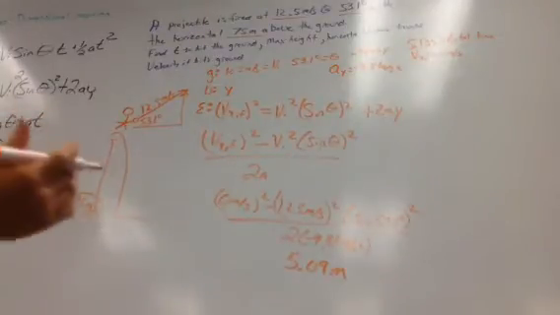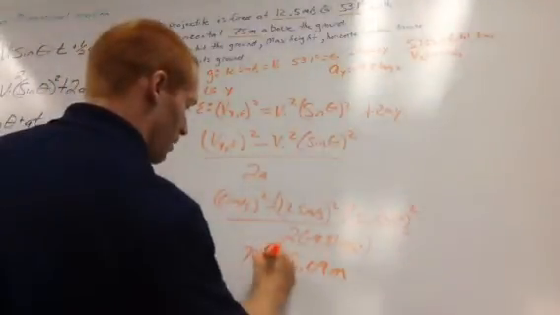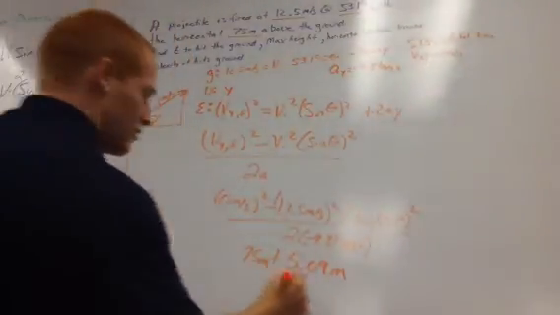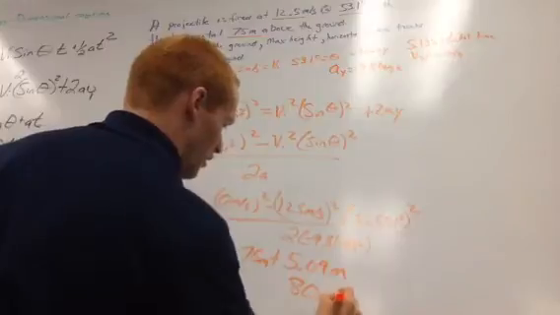75 meters above the ground. So we'll have 75 meters plus 5.09 meters for a maximum height of 80 meters.